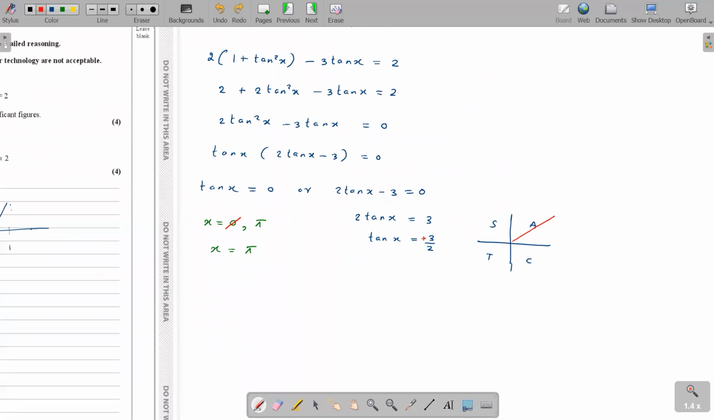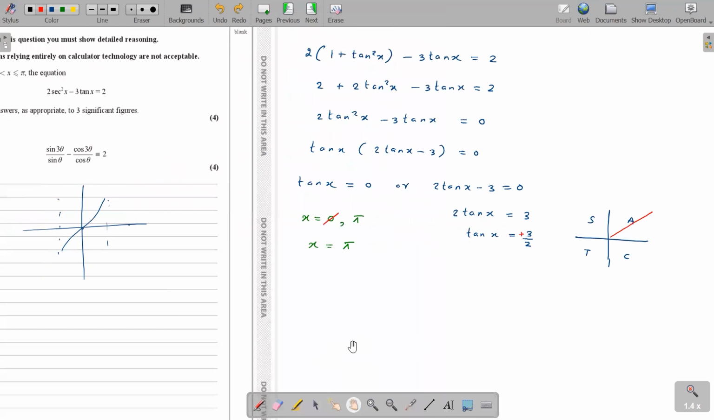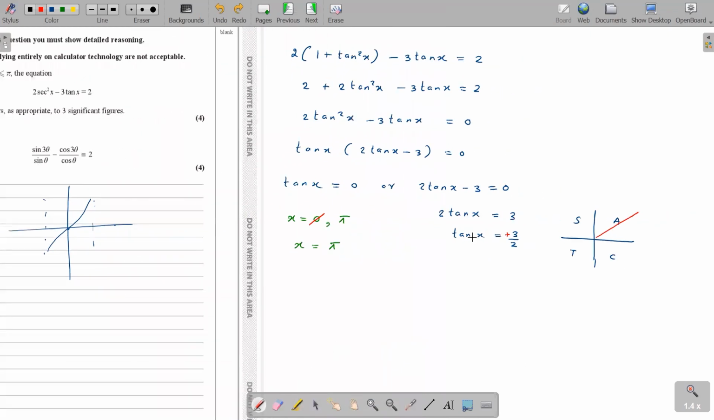Okay, so what is tan inverse 3 over 2 in radian mode? Tan inverse 3 over 2, right? Gives me 0.982793. So what is the answer they want? For 3 significant figures. So x equals 0.9827, which means 0.983. So final answer altogether 0.983 to 3 significant figures.